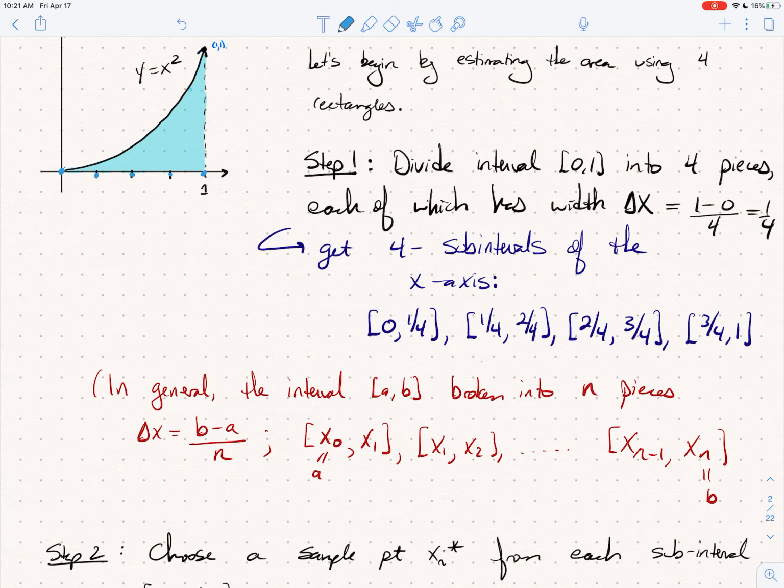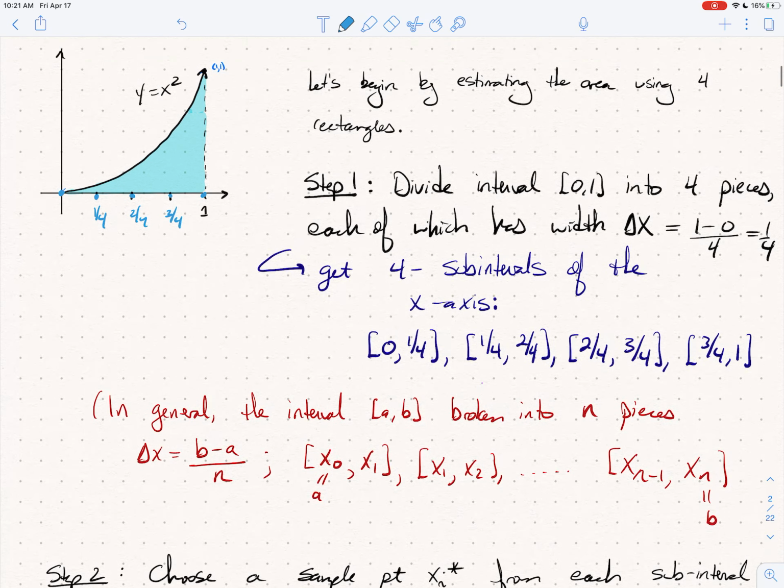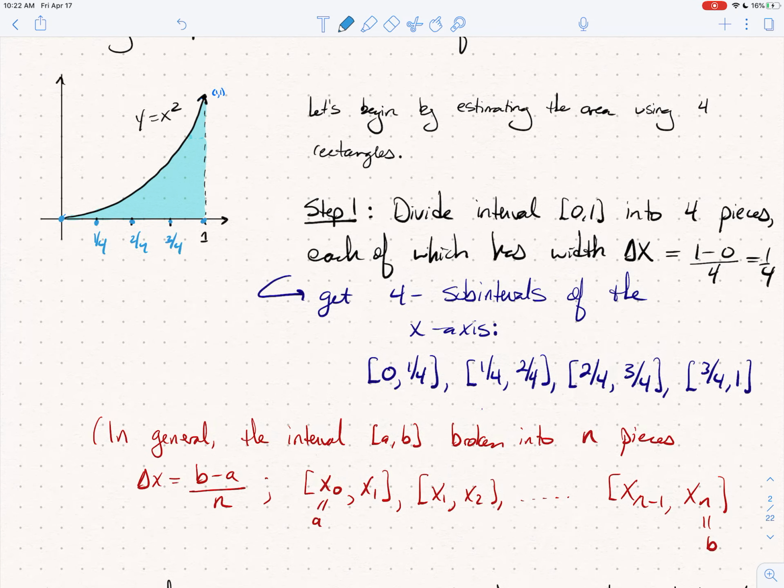Okay, so let's label clearly what we have. We're going from 0 to a quarter, and then 2 quarters, and then 3 quarters, and then out to 1. All right, so let's stop this video here, and in the next video we'll form our rectangles.